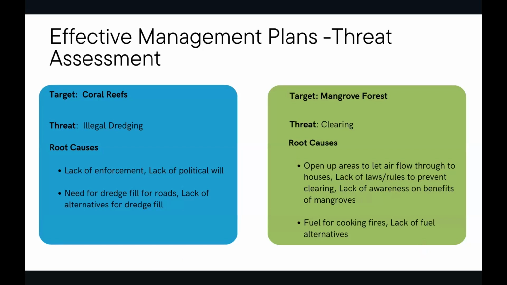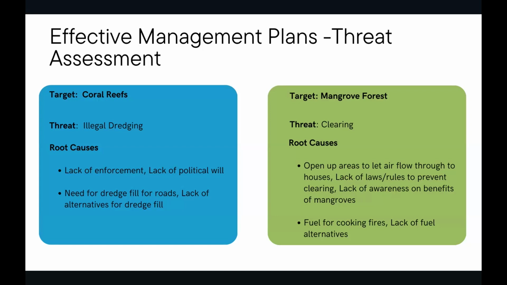So here are a couple examples. The homework talks about how you're going to do these threat assessments. But really what you're going to do is look at what are your target resources that you're trying to protect. So in this example, we're looking at coral reefs on the left. A threat might be illegal dredging. So we'd say, why is illegal dredging happening? One reason might be because there's a lack of enforcement. And why is there a lack of enforcement? Because there's a lack of political will.